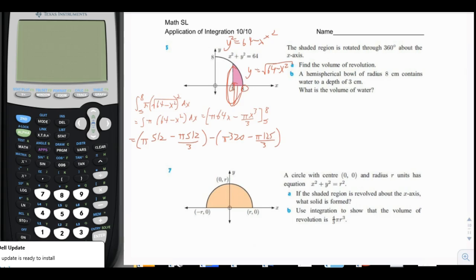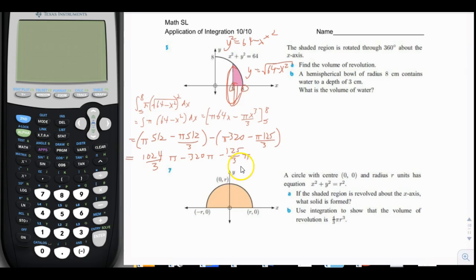Now let's try to simplify this. Pi 512 minus pi 512 divided by 3 would be 2/3 pi 512, right? 2/3 times 512 times pi minus 320 pi minus 125 divided by 3 pi. Actually, it's not minus 125 divided by 3 pi. It's a minus, so that would be plus, right? I almost did that wrong. So I did do it wrong. I'm just going back and fixing it now.